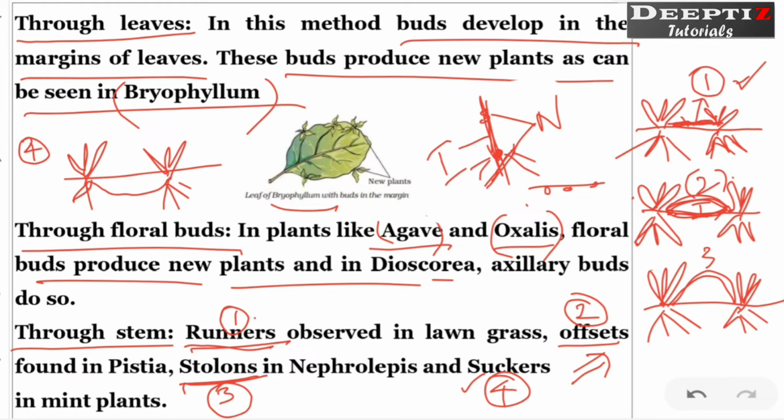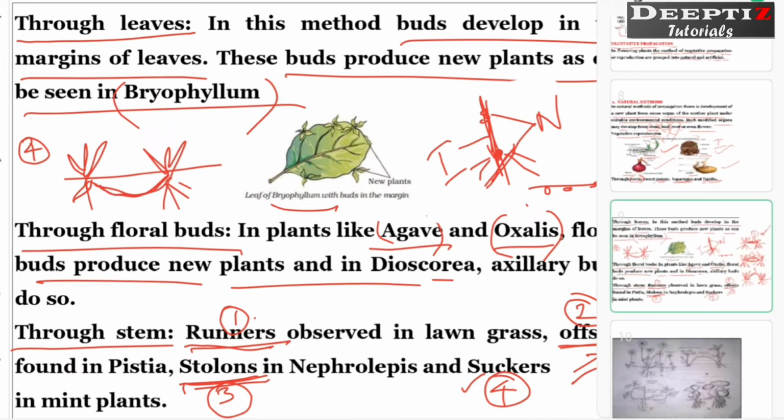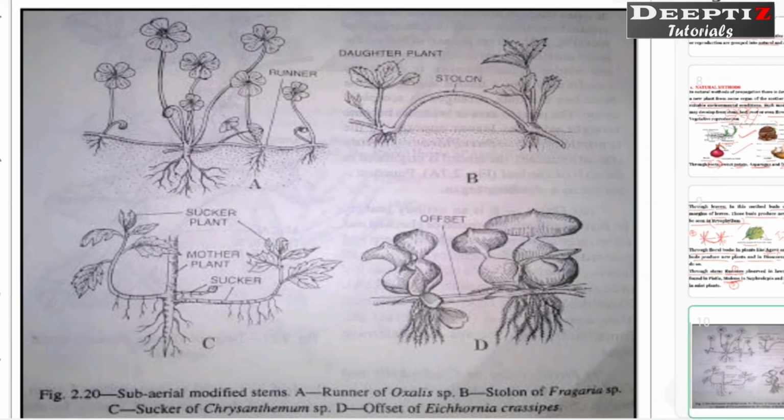Which are they? By runner. Runner is the horizontal stem with multiple nodes and internodes. Second one is offset. These are aquatic runners which are swollen. What about this stolon? Stolon is in arch form above the soil level. And what about suckers? Suckers are also stems which are in arch form but underground. Please remember this using this diagram.